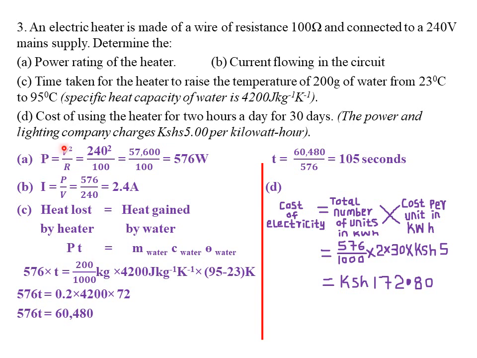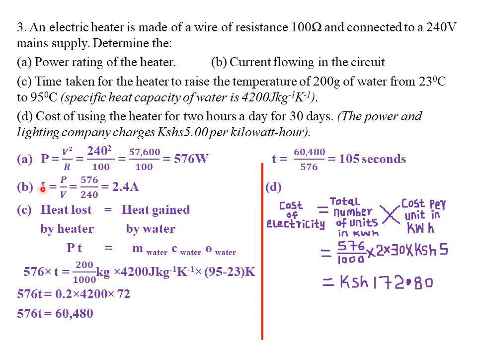So power is equal to V squared over R. So the voltage we are given as 240 volts divided by the resistance we are given as 100 ohm. So this will be 240 squared. You will get 57,600 divided by 100 ohm, which is just 100. So this will give you the power rating of the heater as being 576 watt. Then part B, they want us to find the current flowing in the circuit. Again, we said that power can be given by VI.